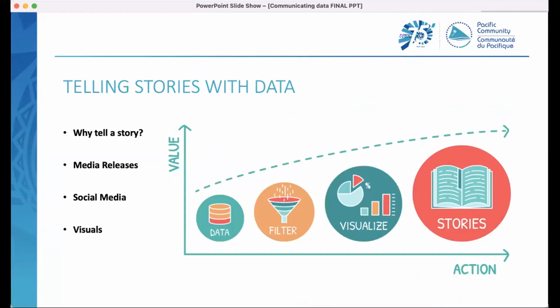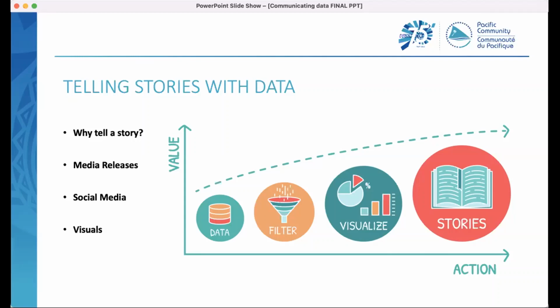There are many ways to tell stories with data and statistics. Today, we're going to be looking at two of them, media releases and social media. And we'll also take a quick look at how using images, video, visualizations, or animation can really help you reach and inform people or engage people with the information that you have to impart.